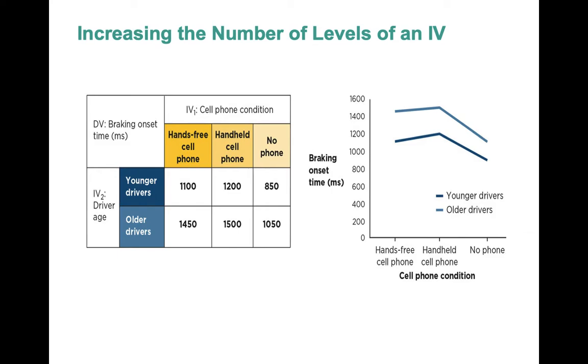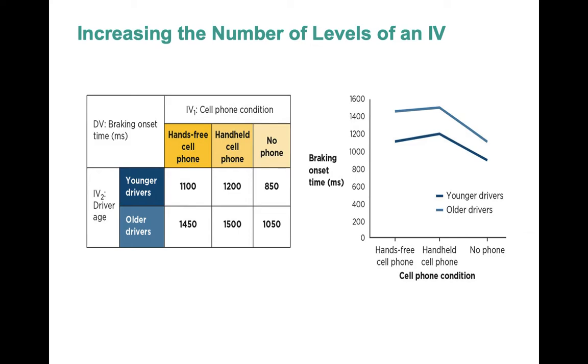It would be possible to add another level, for example, to cell phone condition. So in the original study, it was hands-free cell phone versus no phone. What if they wanted to look at the effect of, does it matter if we have a handheld versus a hands-free? And indeed, there's some laws and legislation that say, okay, it's okay to use a cell phone, but it can't be a handheld. It has to be hands-free.